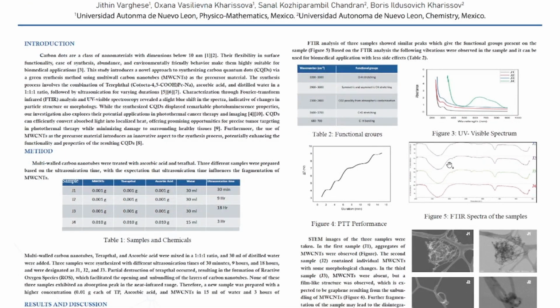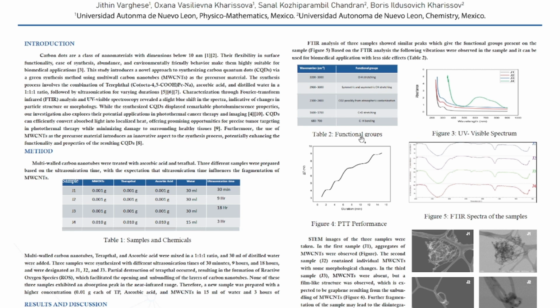Next, we did FTIR spectra of the samples, and we got similar spectra for all the samples. We analyzed the functional groups or vibrational modes in these samples, as shown in Table 2. There is OH stretching, symmetric and asymmetric CH stretching, CO stretching, and CH bending. There is also the presence of CO2, which is due to atmospheric contamination.